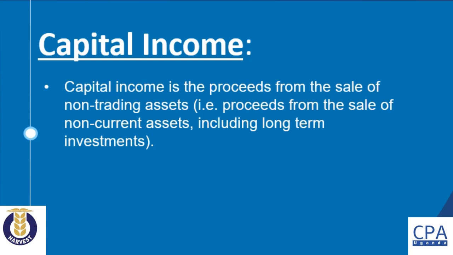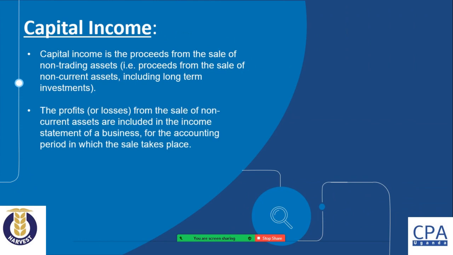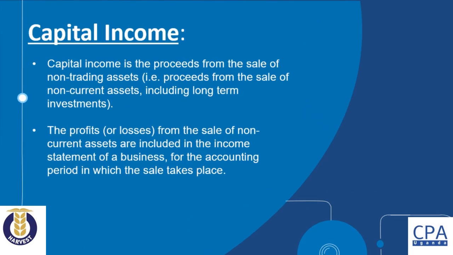But I'm saying furniture, computers, machinery, time and again you may sell them off. So those are what we call non-trading assets. It's not that you're dealing in those items, no. So the income you get from the sale of those articles is what we refer to as capital income. The profits or losses from the sale of non-current assets must be included in the income statement of the business for the accounting period in which the sale takes place.